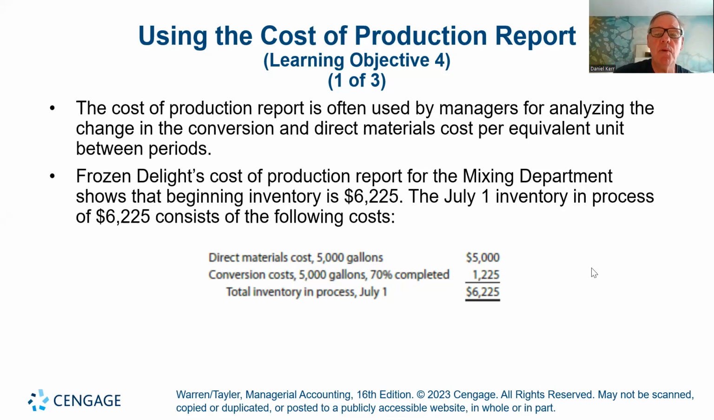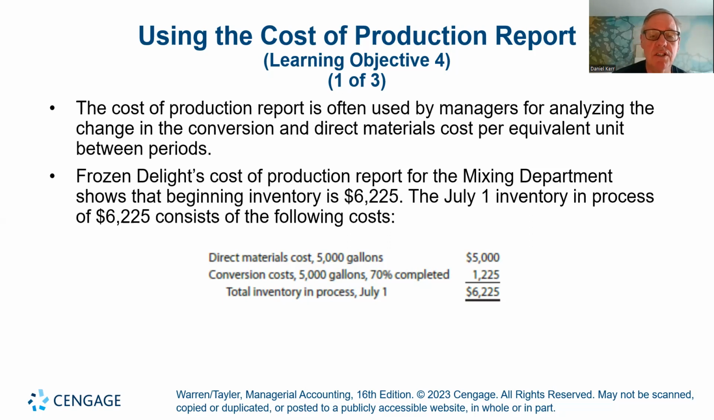We can use that production report to compare the costs from month to month, and we can investigate when the costs go up and when the costs go down. In the case of Frozen Delight, we've got a cost of production report for the mixing department. It shows the beginning inventory cost of $6,225. So the July 1st inventory shows that cost, made up of direct materials cost of $5,000, and we know direct materials are right at the beginning of the process. So you get 5,000 gallons there. Those are my equivalent units.